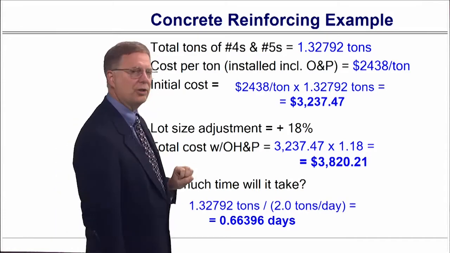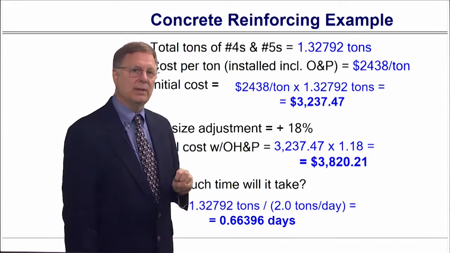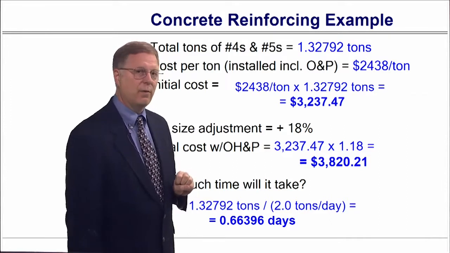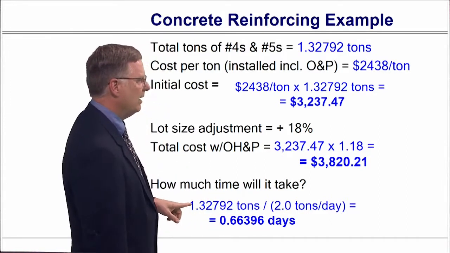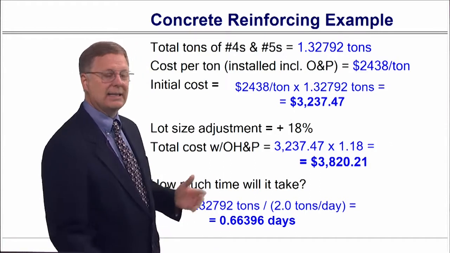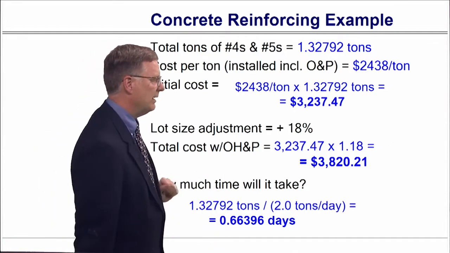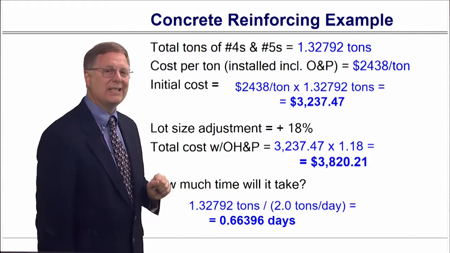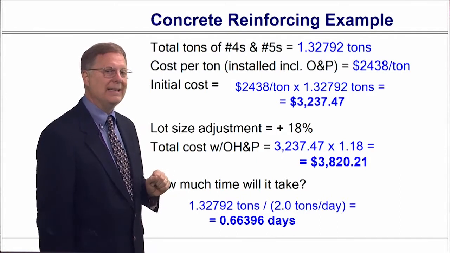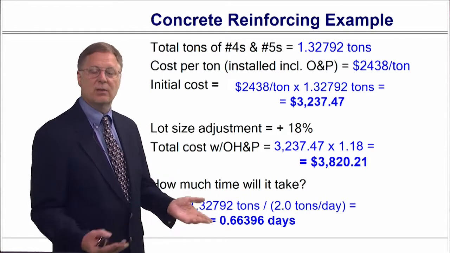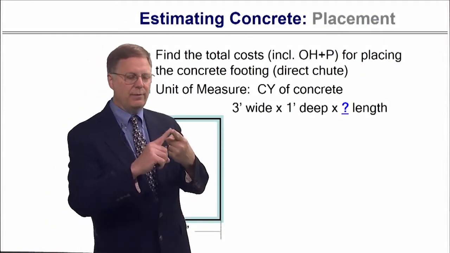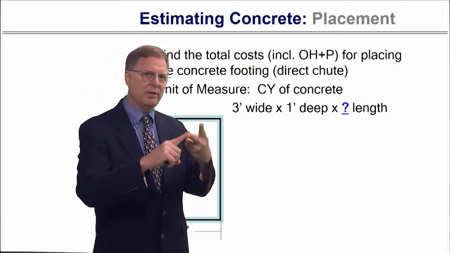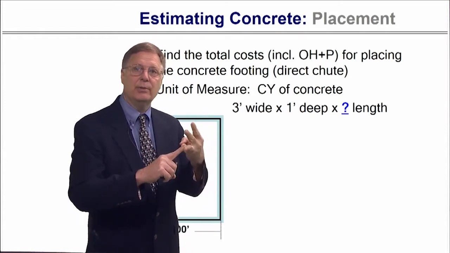And then we also want to check the time. My reinforcement, if my daily output is 2 tons per day, and this is the number of tons I've got, I can tell you how many days it will be. I divide it in there and come up with 0.66396 days, which means it's going to be less than a day to put together the reinforcement. All right, we've got the formwork, we've got the reinforcement. The last thing we need to do is the placement.